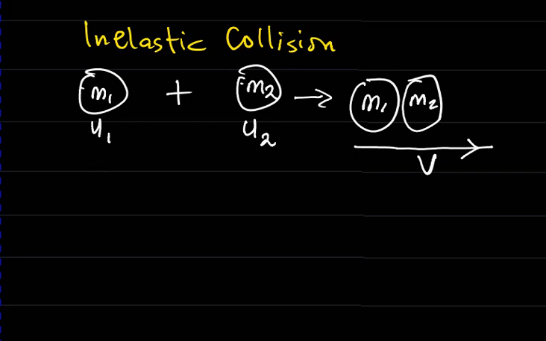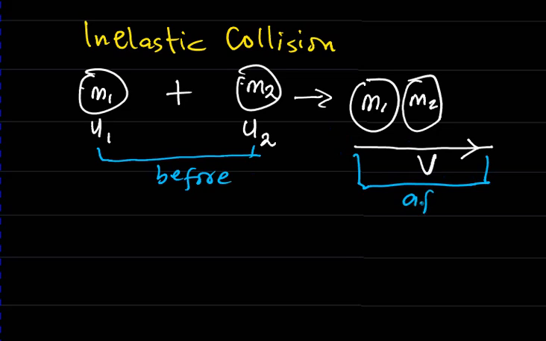So in inelastic collision, if we measure the total momentum of these two bodies before the collision, and then also measure the momentum of the two bodies after their collision, then the momentum before the collision is equal to the momentum after the collision. That is why we conclude that momentum is conserved.